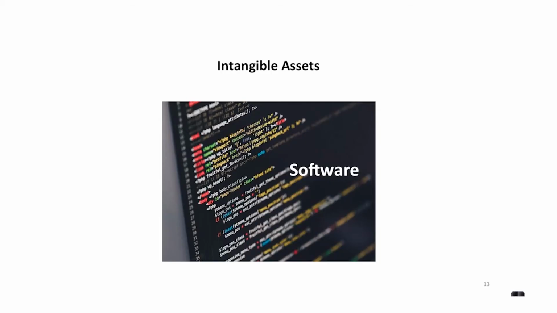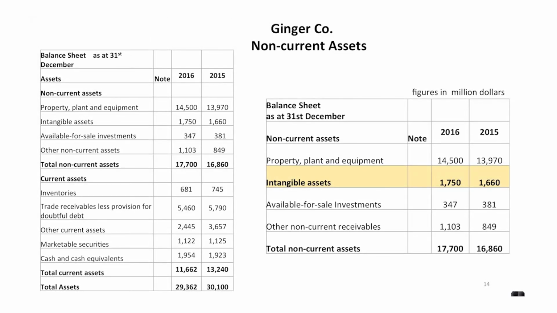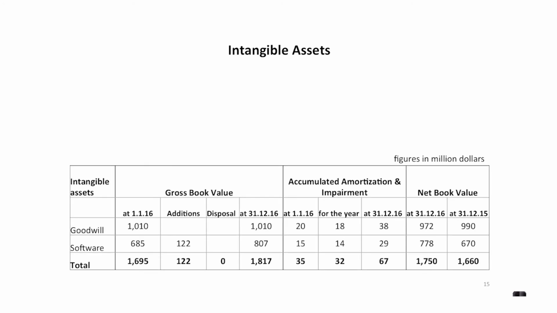We will now explore intangible assets in Ginger Company. As you can see, Ginger Company has $1,750 million of intangible assets. These are fed into non-current assets in the balance sheet. We also observe that this amount is not very high compared to the total assets in the balance sheet. Let us now see what Ginger Company has under the head intangible assets. They have two items. One is goodwill, the other is software.